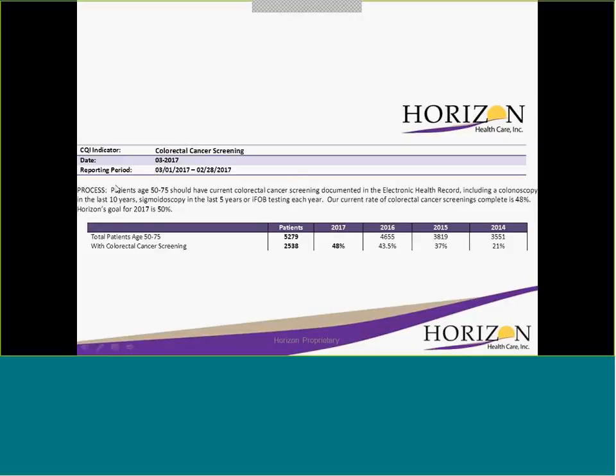So in Horizon Healthcare, this is actually an aim statement, or one of the measures that we measure on a monthly basis, and this is colorectal cancer screening. It's patients aged 50 to 75 should have CRC screening documented in the EHR, including a colonoscopy, sigmoidoscopy, or FOB. It's listed here. Our current rate is 48%, and our goal for 2017 is 50%. So you can see here from year to year to year, we're actually steadily improving.